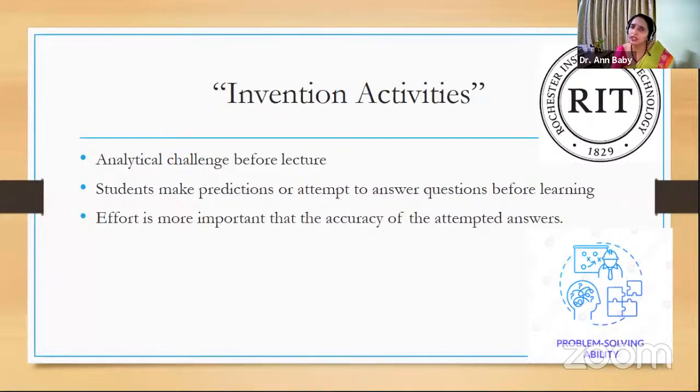It could be wrong. It could be right. No issues. If it is wrong, you can always correct them. If it is right, very good. Let them test it in the class. But anyway, the students have put in effort. Effort is more important than the accuracy of the attempted answers. This is what Rochester Institute of Technology have been following.